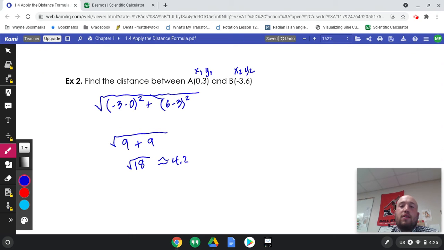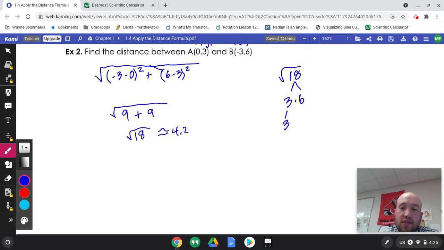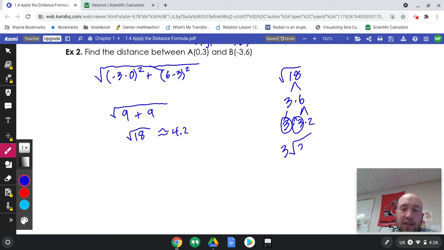Now, one thing we want to talk about is what if we needed the exact answer? So if we had the square root of 18, and we had to break this down, we need multiples that give us 18. So that'd be 3 times 6. 3 here, 6 breaks apart to 3 times 2. We have a pair of 3's here. That comes out front. 3 square root of 2. That would be the simplified version right here.